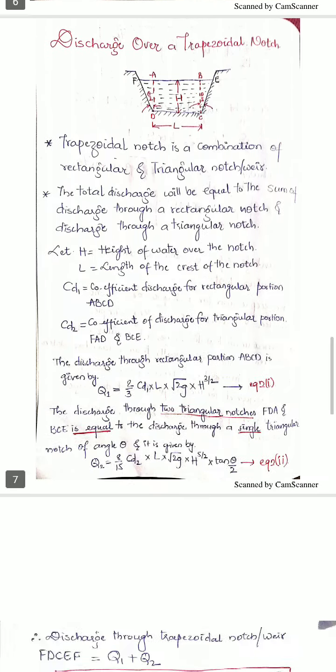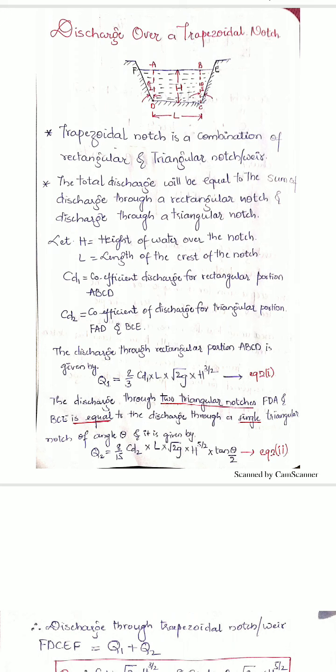Next, let's see the discharge over the trapezoidal notch. You can see in the figure it is a trapezoidal shape, so it is a combination of two notches: a rectangular notch as well as a triangular notch. Similarly, the discharge of the trapezoidal notch equals the discharge of the rectangular notch plus the discharge of the triangular notch.